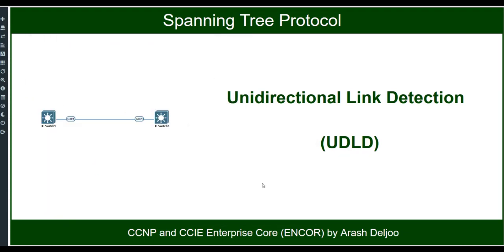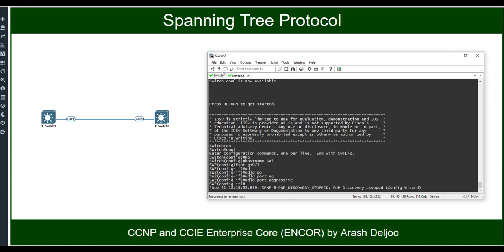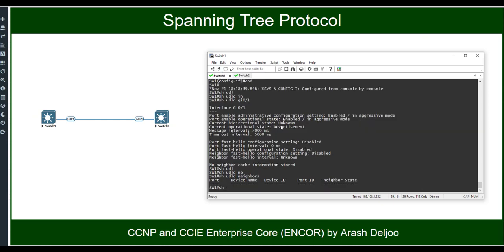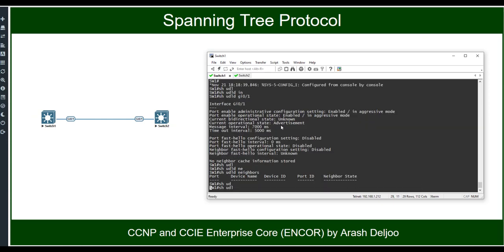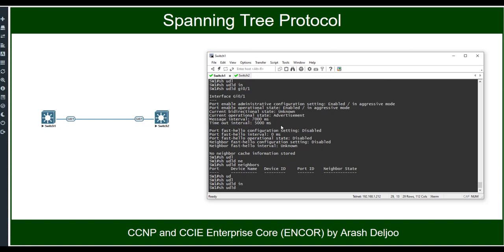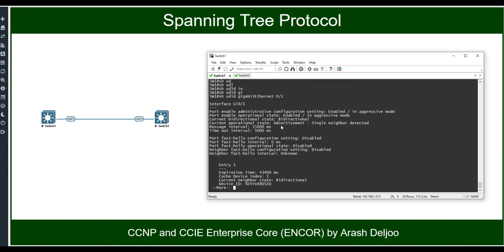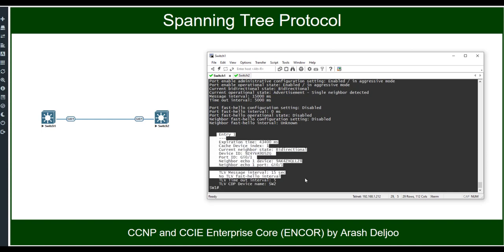Let me show you the result of UDLD in switch 1. Show UDLD interface, okay, or gigabit 0/1 can show us now UDLD is working correctly because we can see the state is bidirectional and single neighbor detected on the other side of the link. Message interval is 15,000 milliseconds. Actually, this is equal to 15 seconds. Okay, and also here you can see the information related to the neighbor.